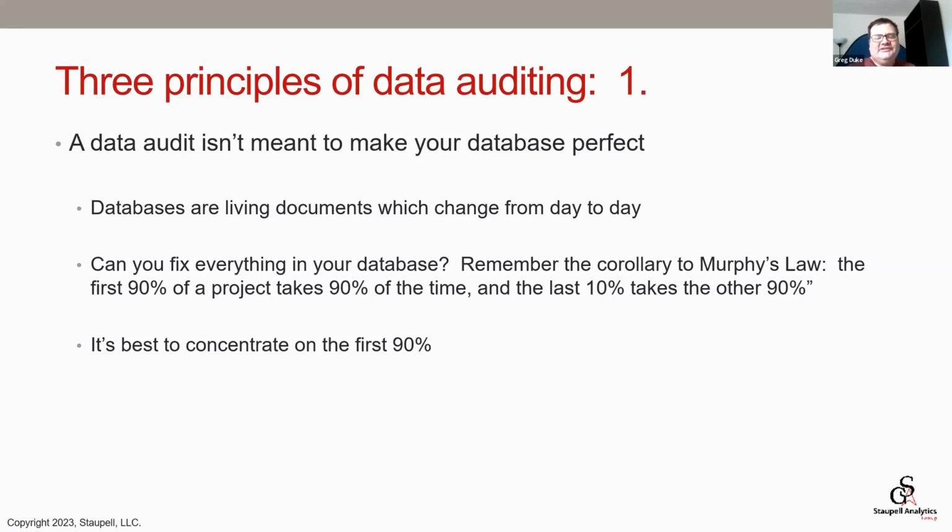When I was a kid, I first heard of Murphy's Law, which is if anything can go wrong, it will go wrong. And of course, my dad really explained that one to me, that it really means if anything is capable of going wrong, it will eventually go wrong. And there's a corollary to Murphy's Law, that the first 90% of a project takes 90% of the time, and then the last 10% takes the other 90% of the time. And I'm kind of learning this.